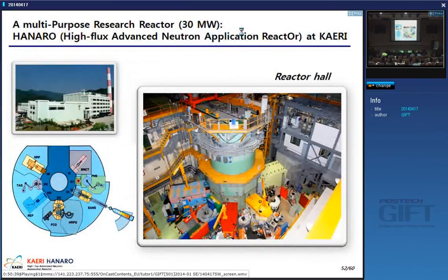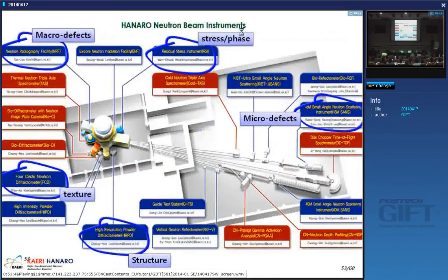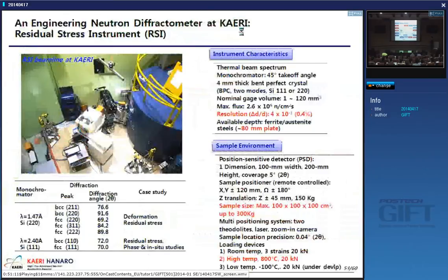So this looks like this. This is like a furnace, like a reactor hole. Inside there, there's uranium, and then a lot of neutrons come out through the guide, okay? This is radiography, this is a powder diffractometer, this is a texture measurement, and on the other side, we have a residual stress measurement machine. So basically, we can see microstructure, phase, structure, texture, and defects. So that is the stress measurement machine instruments.